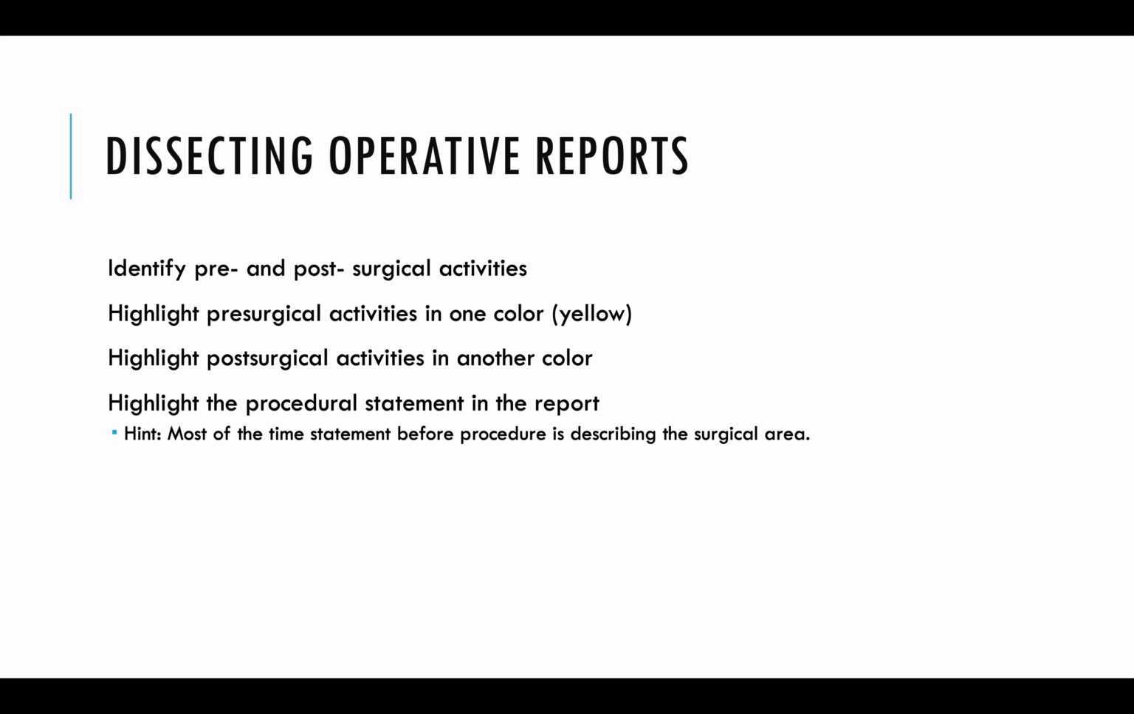So the trick to develop this tool is we need to identify the pre and post-surgical activities. What we do is we read each sentence of the operative report. If it compares to a pre-surgical activity, we highlight it in one color. In this case, I put yellow. Post-surgical activities are in a different color, and we highlight the procedural statement in another color. Most of the time, the statement comes before the procedure is describing the surgical area. Most of the time. Okay, so the report we just saw, now let's take a look at it.